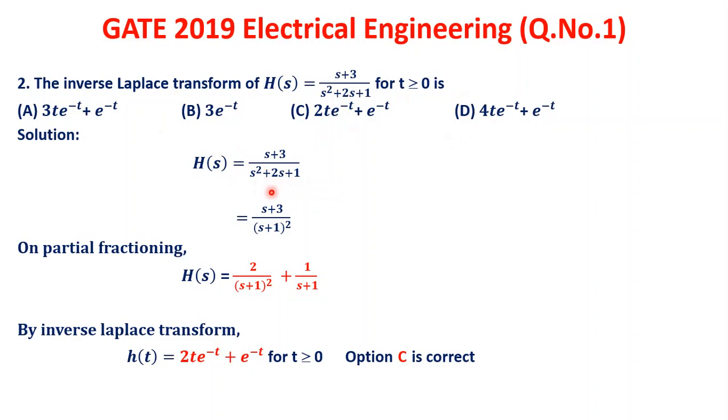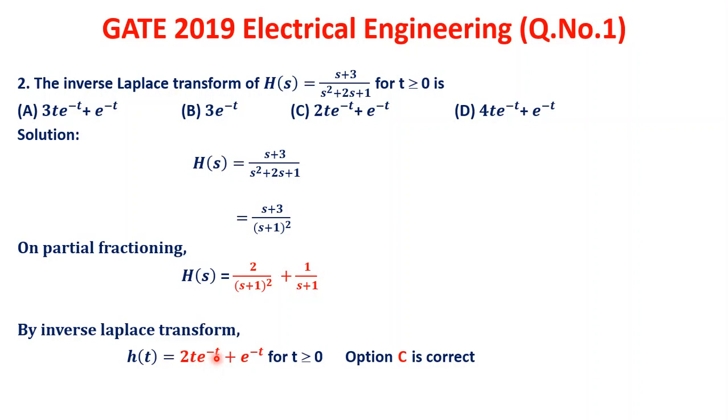So s square plus 2s plus 1 can be factorized as (s plus 1) whole square. By partial fractioning, we can get this as 2 by (s plus 1) whole square plus 1 by (s plus 1). So by inverse Laplace transformation, this impulse response h of t is equal to, so this is 1 by (s plus 1) whole square. Normally 1 by s square means t. 1 by (s plus 1) whole square means first shifting principle. That is, multiplying a function by e power minus t is equal to replacing s with s plus 1.